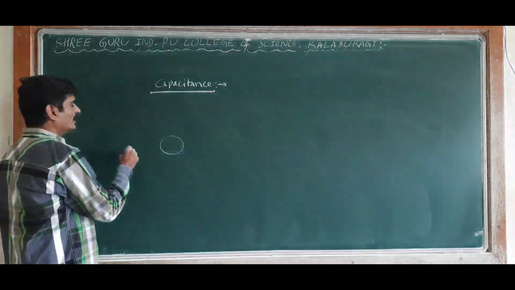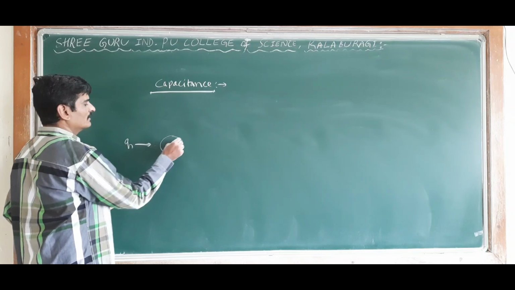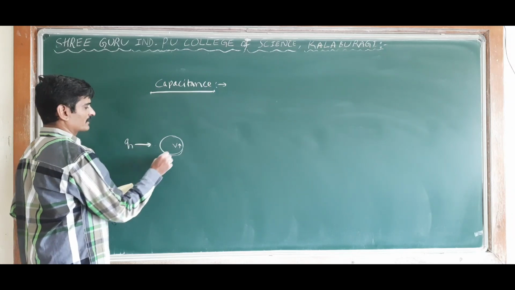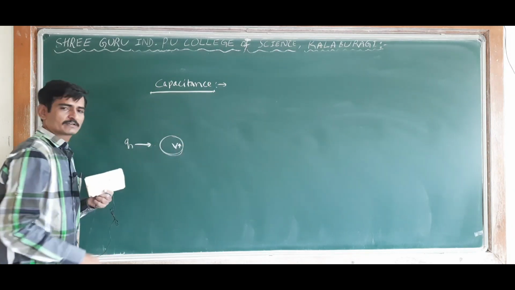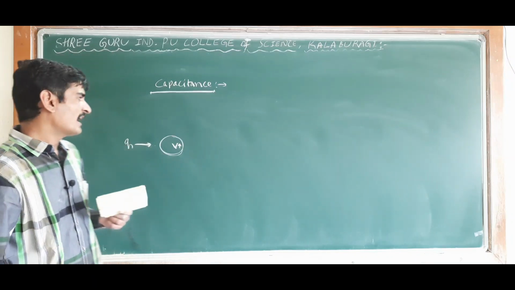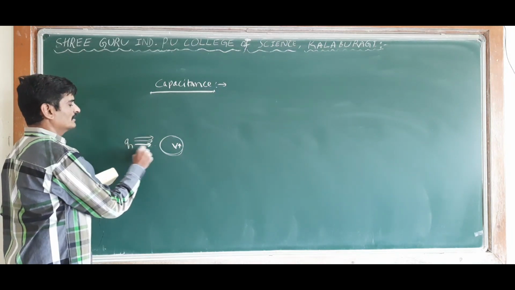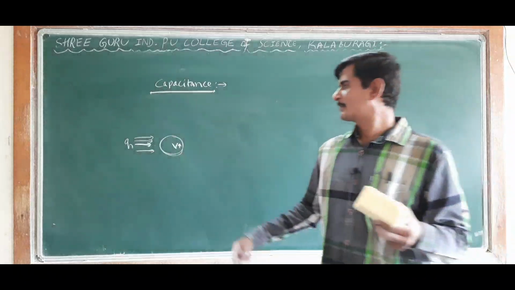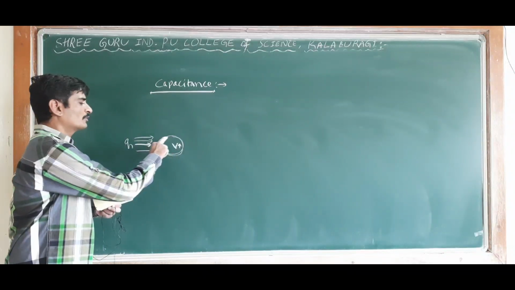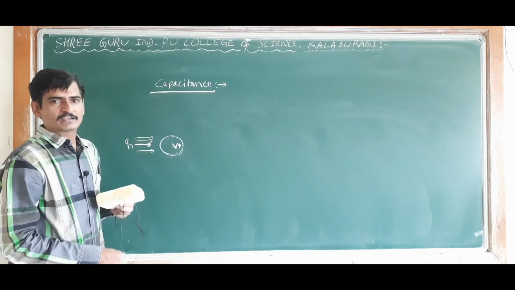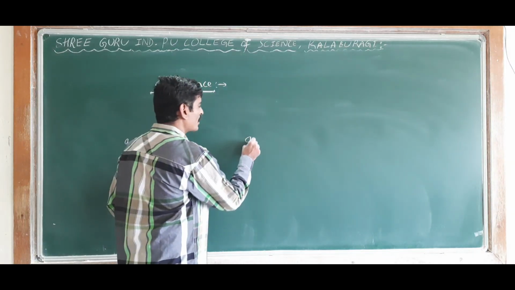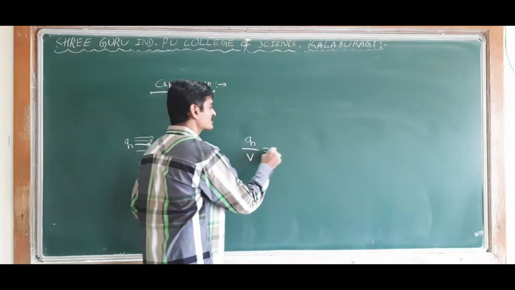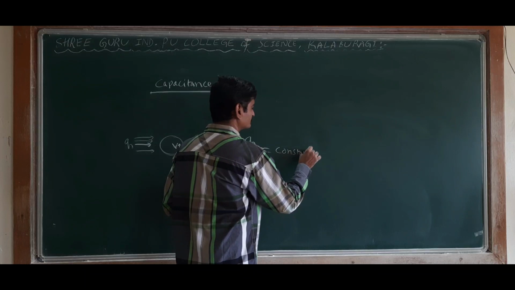A conductor is there, and now when a charge is given to the conductor, the electric potential of the conductor rises. As we go on giving more and more charge, the potential of the conductor will go on increasing. So the more charge is given, the more the potential is raised. But it is observed that the ratio of charge to the potential will remain a constant for a given conductor.